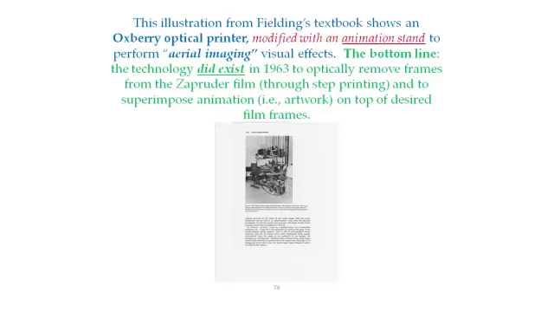So the beauty of aerial imaging is it requires a minimum of time and only one pass with a process camera. Each frame that you would alter with animation would be rephotographed one time with a process camera, and in that way a new film could be created. This next slide shows a photograph from Fielding's textbook of a modified Oxberry optical printer with an animation stand in the middle. And you'll notice from the dress of the individual in the photo that this photo was clearly taken in the 1950s. He's not wearing 1960s clothing.